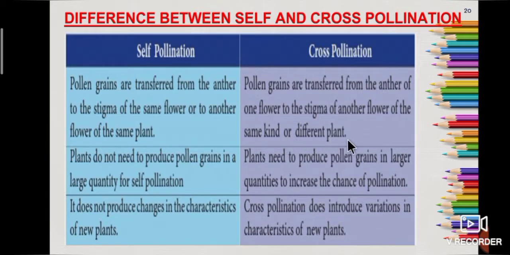In self-pollination, plants do not need to produce pollen grains in a large quantity. In cross-pollination, plants need to produce pollen grains in larger quantities to increase the chance of pollination. Self-pollination does not produce changes in the characteristics of new plants. Cross-pollination does introduce variations in characteristics of new plants.